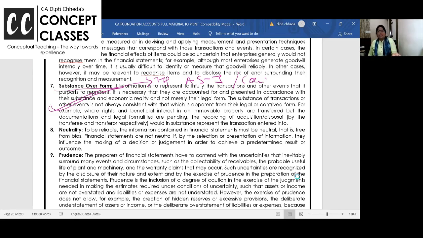That many people are not there in your organization. Just because you are having a bill, a legal form, you can't keep on putting fake expense and inflate your expense and show less profit to save tax. So substance over form is to go beyond the legal form and check the technicality. Does this organization really need 11,000 of stationery?